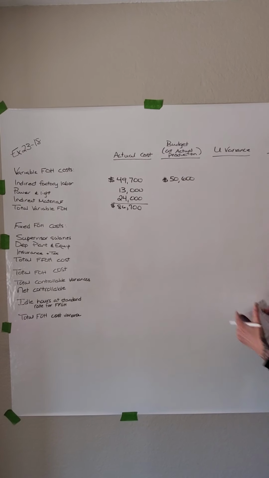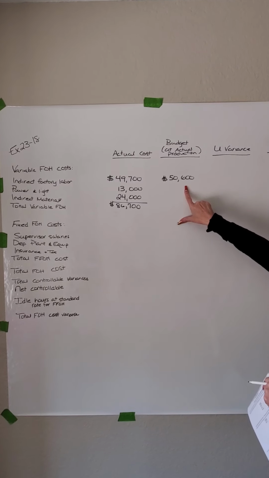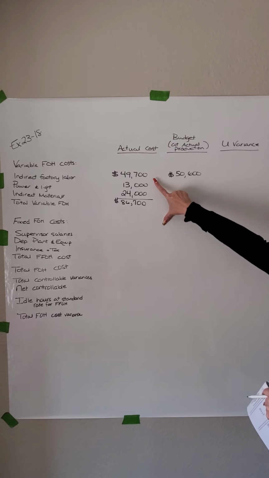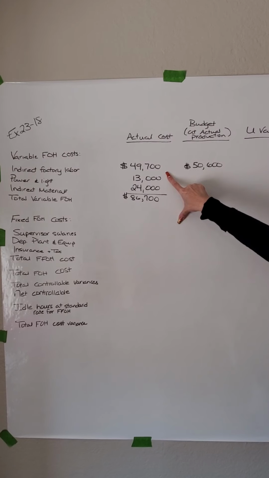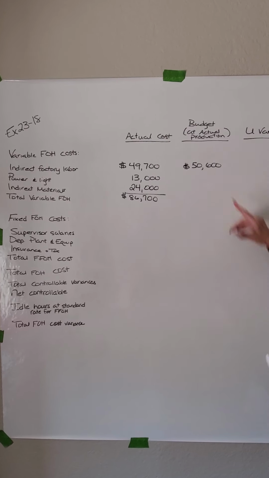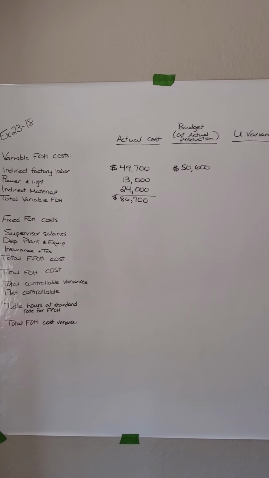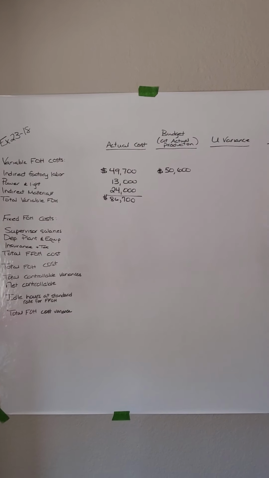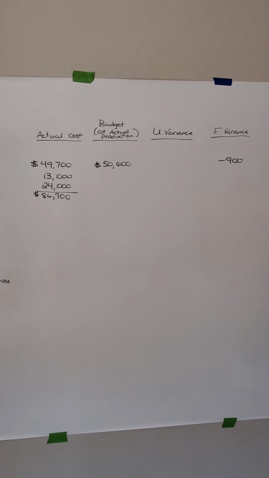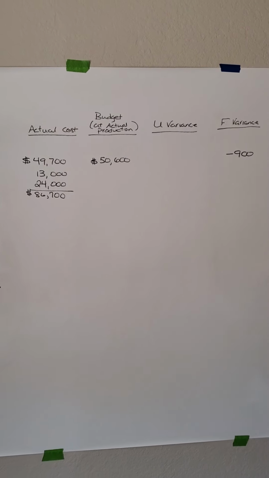So what you can see here is the budgeted amount at actual production is less than the actual cost, right? So I'm going to take the $49,700. I'm going to subtract $50,600 from that. It's a negative number, it's negative $900. That's a favorable variance. We spent $900 less than we would have at the budgeted amount.